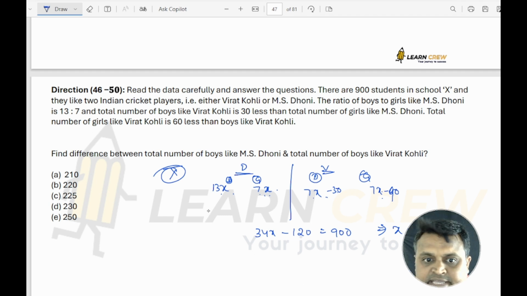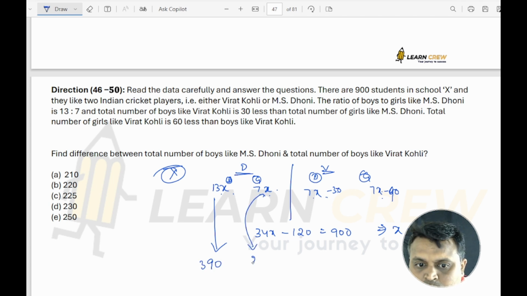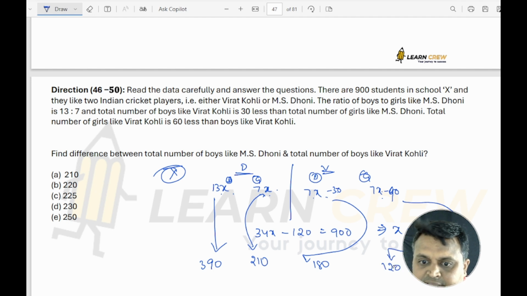If x is 30, then 13 into 30 is 390. 7 into 30 is 210. And this would be 7 into 30, 210, minus 30, which is 180. And 210 minus 90 is 120. So 390, 210, 180 and 120 are the figures.